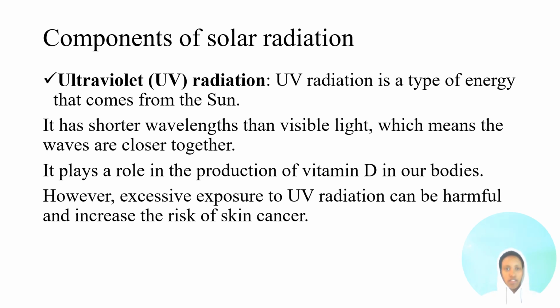Here are the components of solar radiation. The first one is ultraviolet radiation, in other words, UV radiation. UV radiation is a type of energy that comes from the sun. It has a shorter wavelength than visible light, which means the waves are closer together.